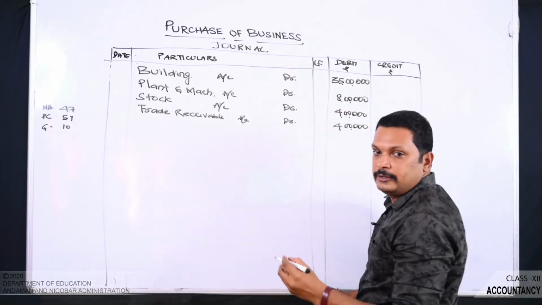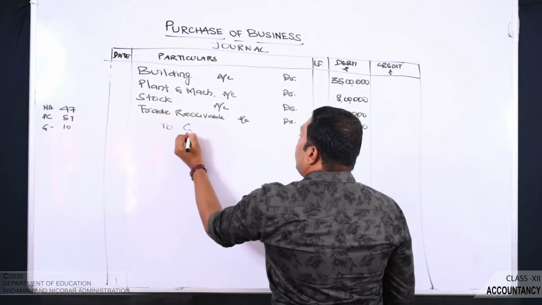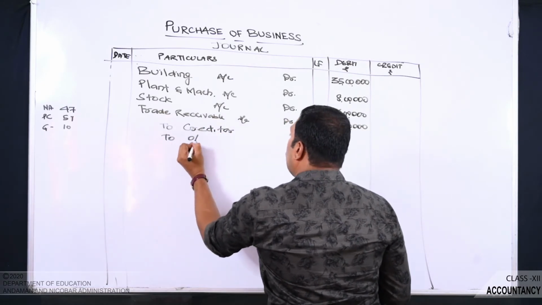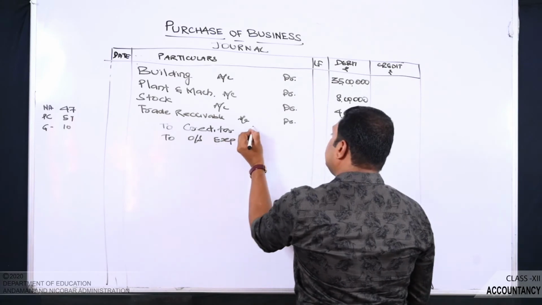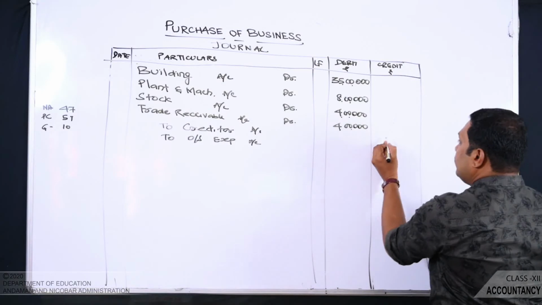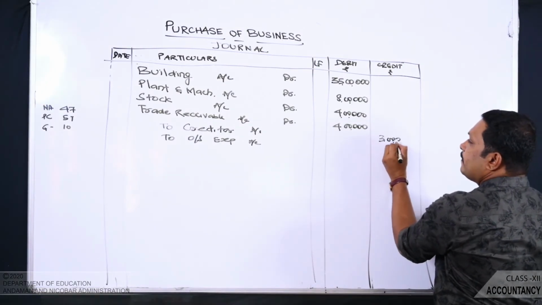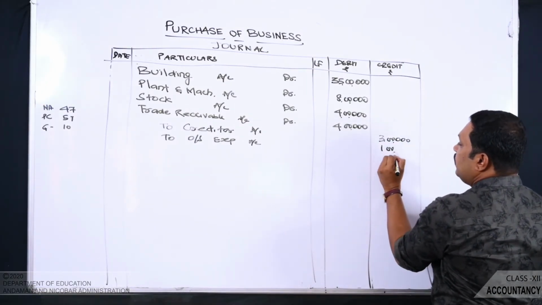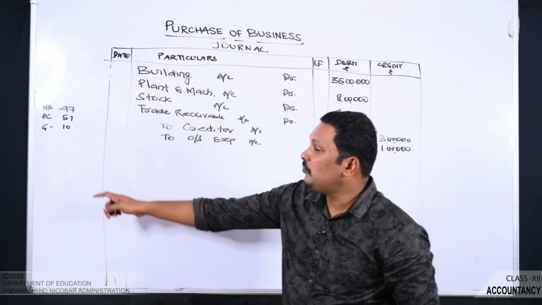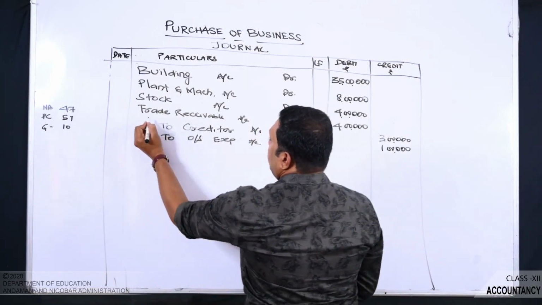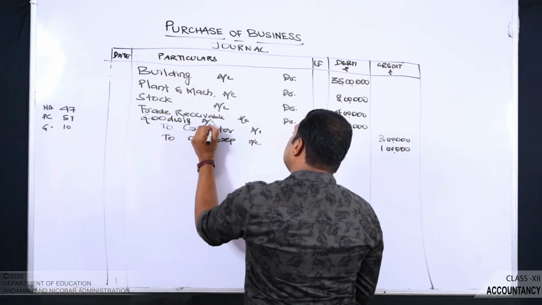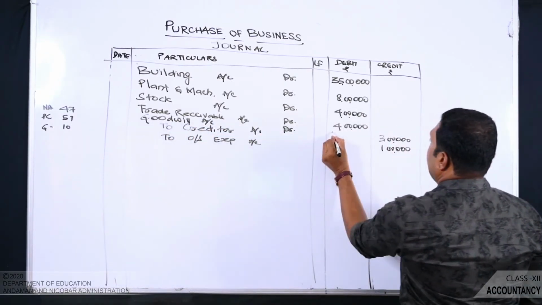Okay. Then to creditor, to outstanding expenses account. Amount is given. Right? How much? Creditor 3 lakh. Outstanding expenses 1 lakh. I forgot to record one thing. Which one is it? Goodwill. Goodwill is 10 lakh. So it will appear on the debit side. Goodwill account 10 lakh.